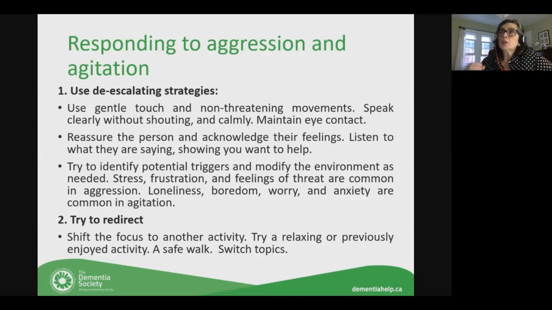Try to identify, what is it in this situation that created this issue that something is missing? Is there any way that I can avoid that in future? What are the types of things that are leading to this sort of agitated or aggressive behavior? Frustration, being threatened, loneliness, boredom, worry. They are all underliers of either agitation or aggression. So think about those things. So that might be the emotion behind the behavior. What am I going to do? What might be leading to that emotion?